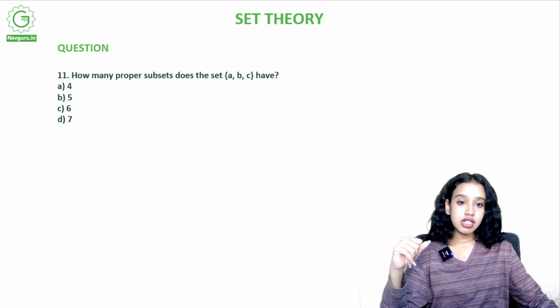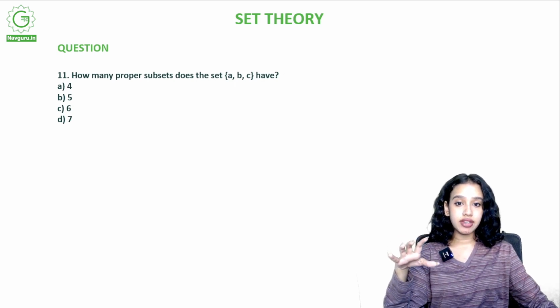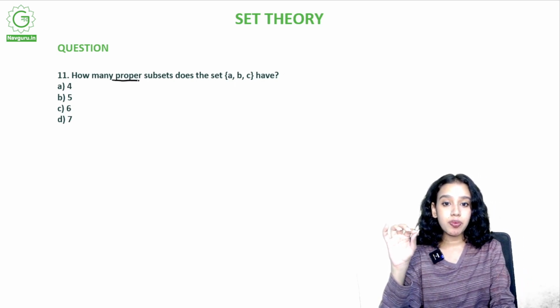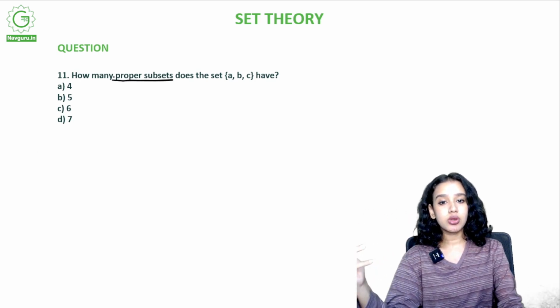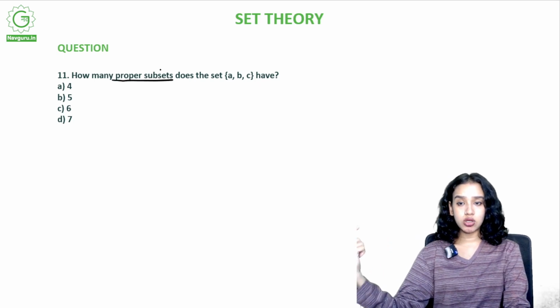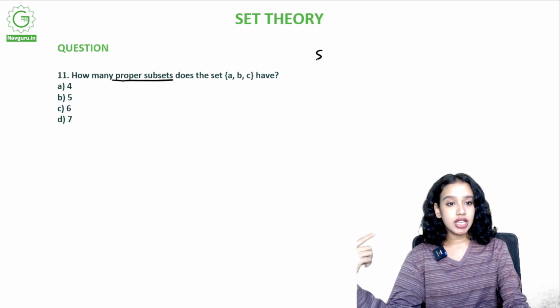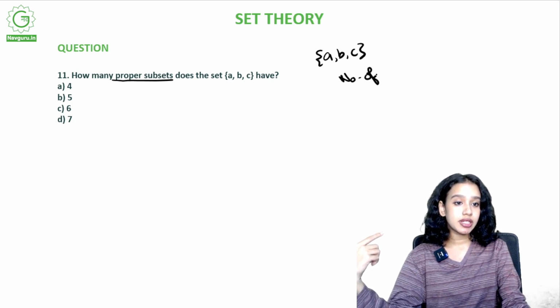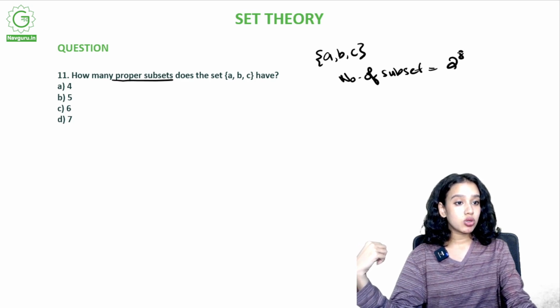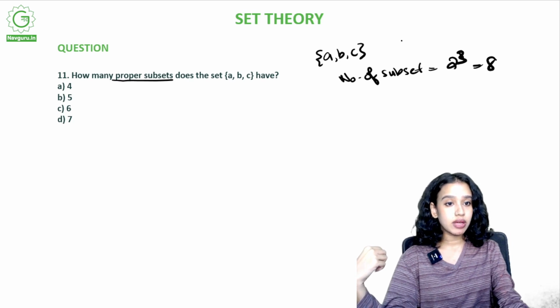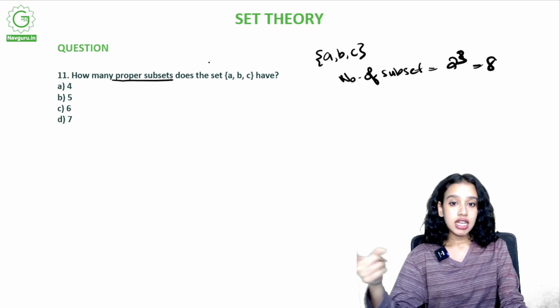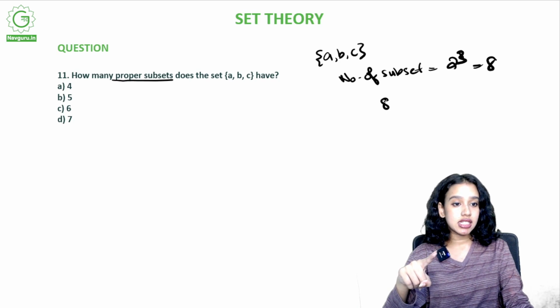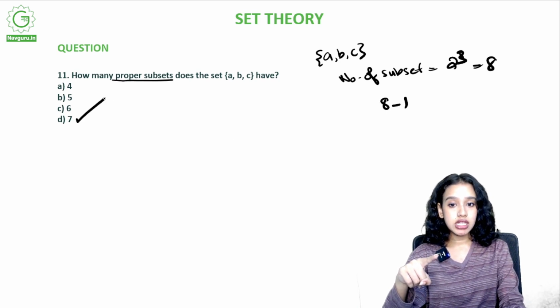How many proper subsets does the set A, B, C have? So here we are talking about proper subsets, okay? Proper subsets is actually when you talk about the subsets other than the null set. So we have A, B, C. The number of subsets is equal to 2 raised to 3, which is equal to 8, right? We have 3 elements, so it's 2 raised to 3 which is 8. Now proper subsets means this 8 minus 1 which is 7.